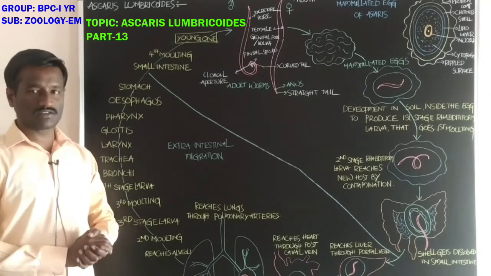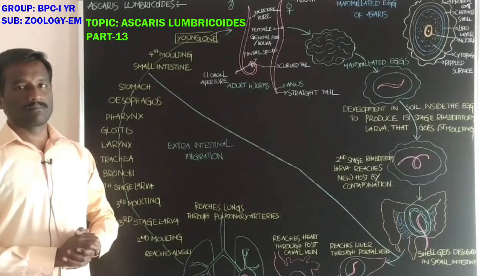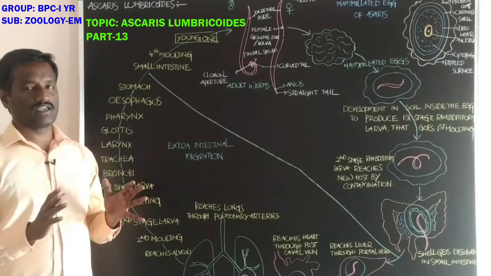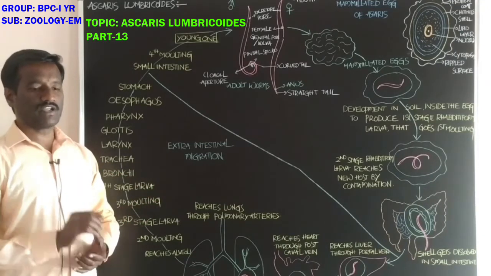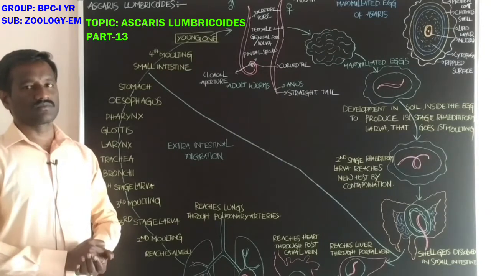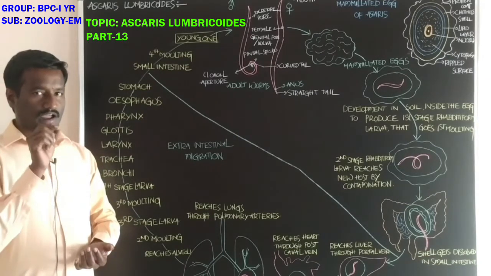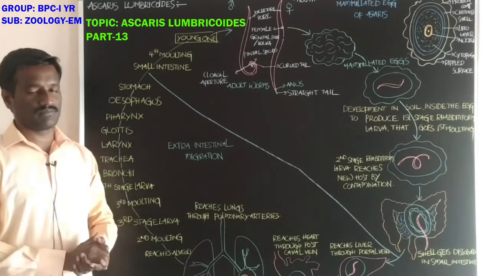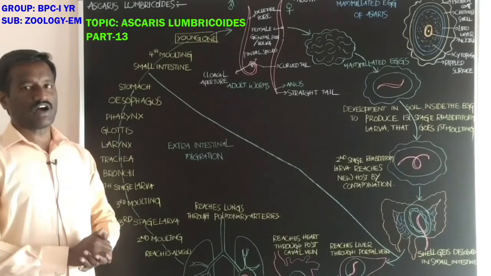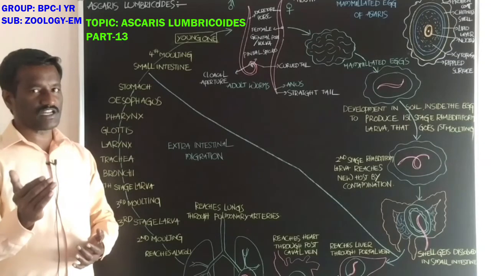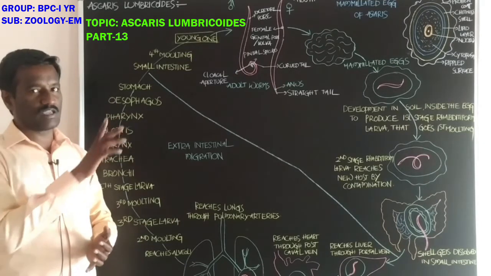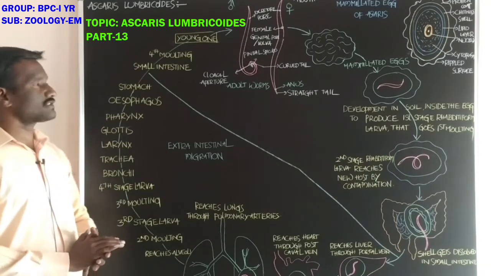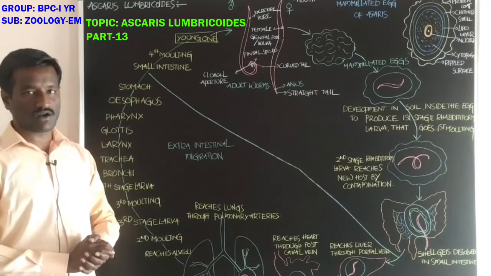Systematic position of Ascaris lumbricoides: phylum Nematoda, and the class is Phasmidia. That means phasmids are present. Phasmids are glandular sensory structures present at the posterior part of the body. Because of the presence of phasmids, the class name is Phasmidia, phylum Nematoda. Ascaris lumbricoides is also called the common roundworm.